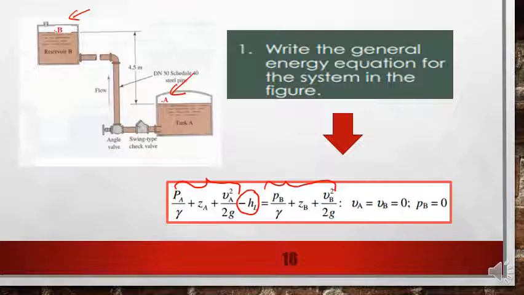And we know that VA here and VB here will be 0 because they are at the entrance and exit, due to entrance and exit loss. The PB here we consider as 0 because it's just open, it's not sealed.